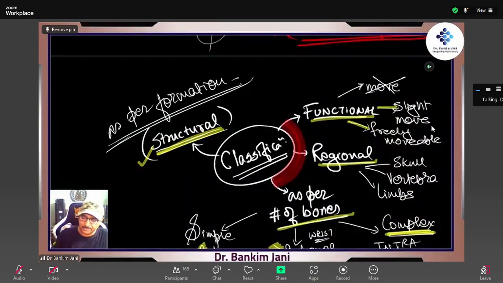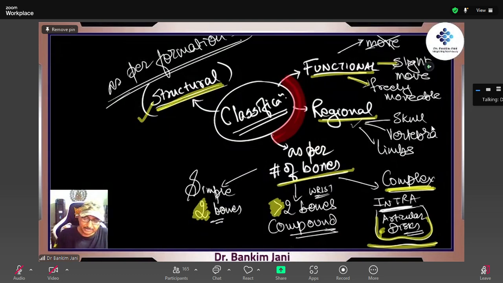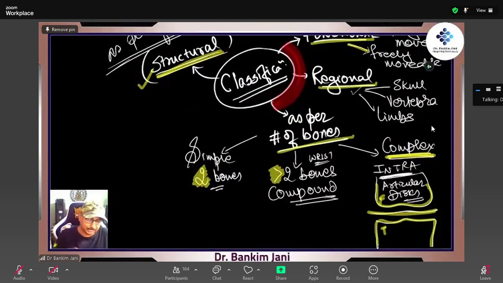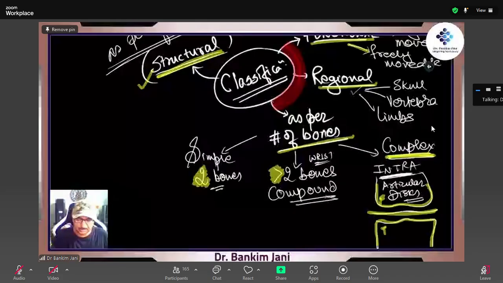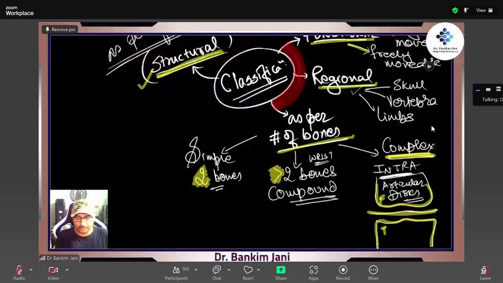Then comes the regional classification. Again, this is also very easy: regions, whether it is skull, vertebra, limbs, etc. Then classification as per the number of bones, whether we are talking about just two bones. Simple, a joint in which there are two bones, is called simple. A joint in which there are more than two bones, for example the wrist, is called a compound joint, because there will be multiple axes on which things would be working.